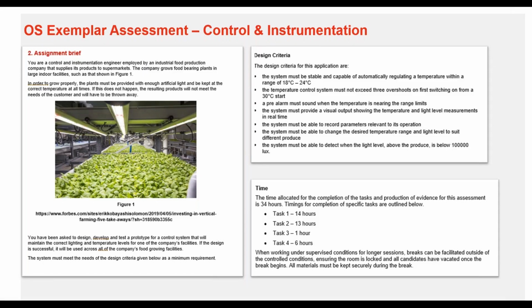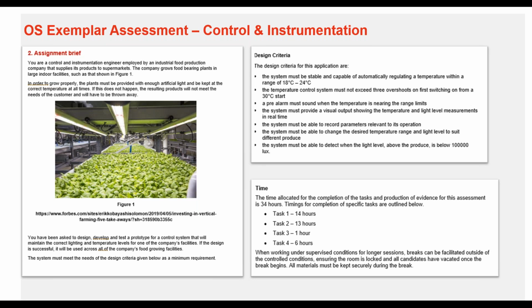So for this occupational specialism, this is the assignment. It's regarding food production, and this is for an industry food production company. What they need to do is design, develop and test a prototype for a control system unit that will maintain the correct lighting and temperature. So again, they're thinking about how they're going to maintain the correct lights, how they're going to maintain the correct temperature when growing food.